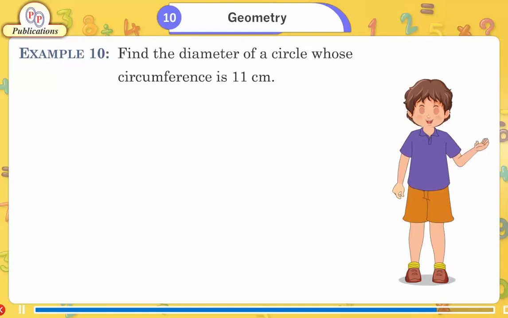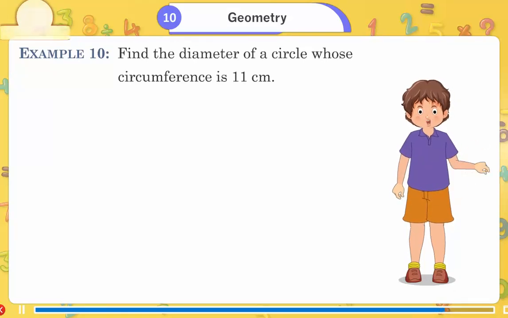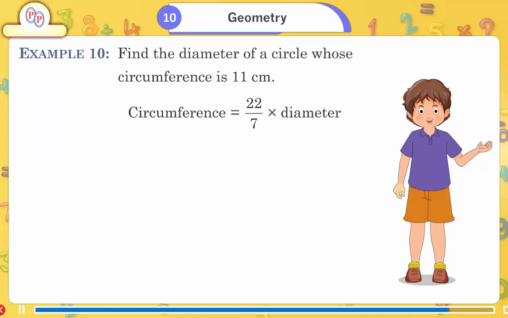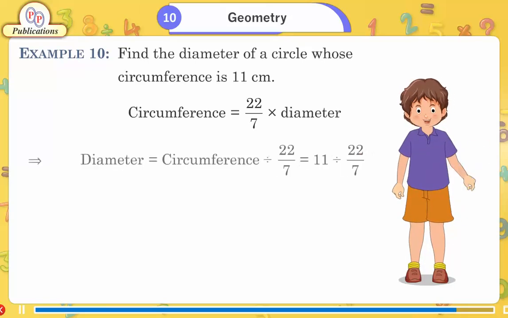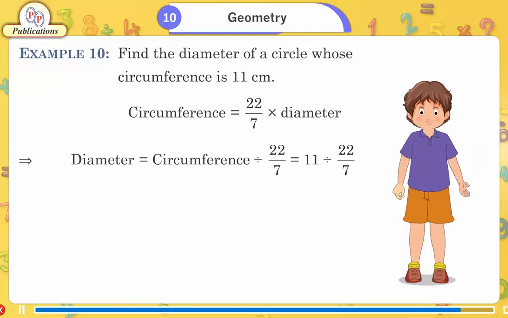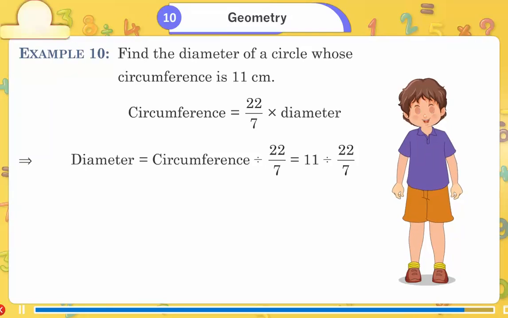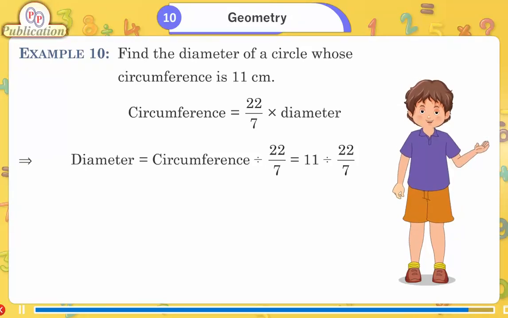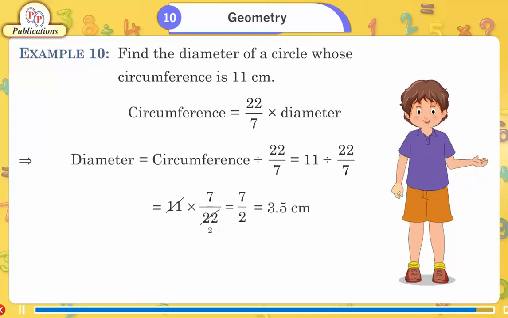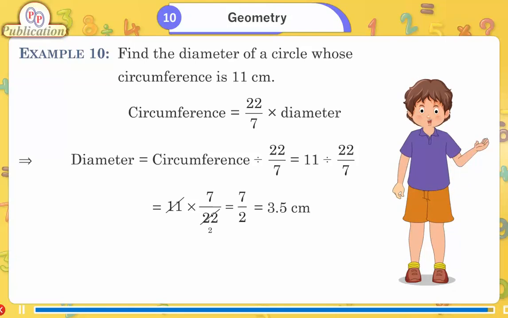Example 10. Find the diameter of a circle whose circumference is 11 centimeters. Circumference is equal to 22 over 7 into diameter. Diameter is equal to circumference divided by 22 by 7, is equal to 11 divided by 22 over 7, is equal to 11 multiplied by 7 over 22, is equal to 7 by 2, is equal to 3.5 centimeters.